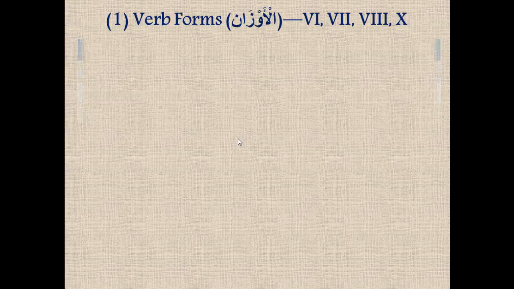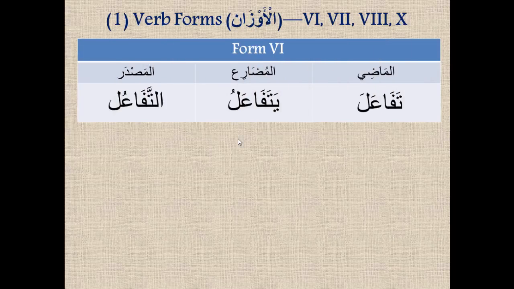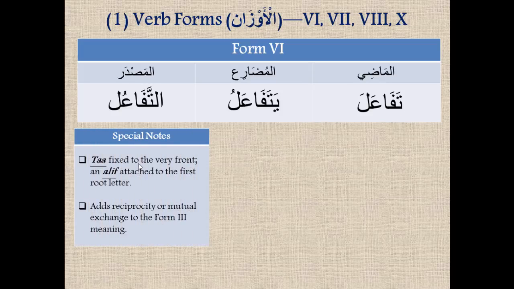Verb form number 6. The pattern for verb form number 6 is tafa'ala, yatafa'alu, at-tafa'ul. What additions do we have? We have a ta fixed to the very front, and we also have an alif attached to the first root letter. So that gives us an elongation. And this looks basically like verb form number 3, fa'ala, except with a ta in front. So verb form number 6 adds reciprocity or mutual exchange to the form 3 meaning.